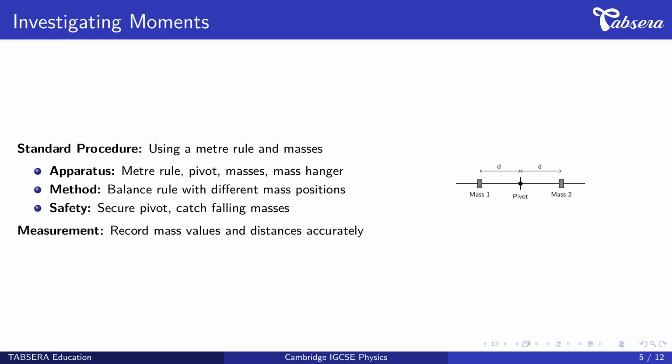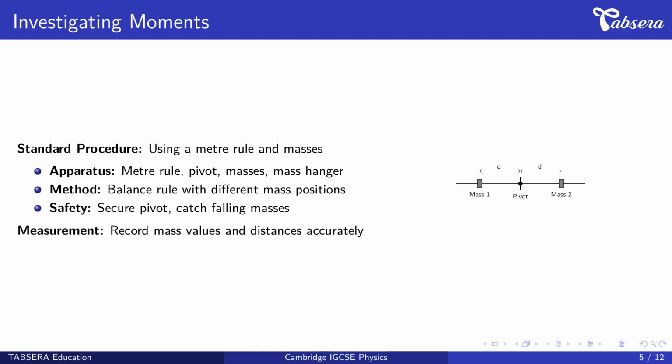Now we examine the experimental method for investigating moments. This follows Cambridge IGCSE standards. The apparatus needed includes a meter rule marked in centimetres, a pivot or fulcrum, various masses of known weight, and mass hangers for attachment. The method consists of these steps.